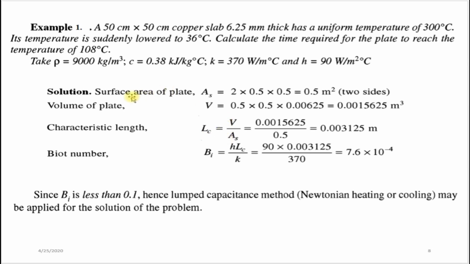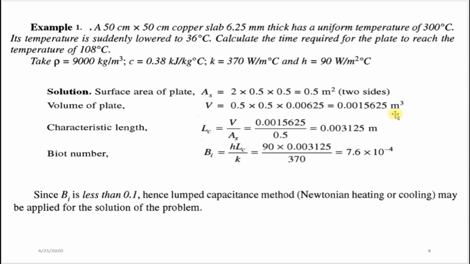First we will find surface area of the plate having two sides, that is why initially 2 is multiplied. Because each plate has two sides, surface area is required. Normal area is 0.5 into 0.5 into 2 because of two sides, that is 0.5 meter square. Then volume of the plate: area is 0.5 into 0.5, into thickness 0.00625. 6.25 mm is given, you have to convert it into meter.